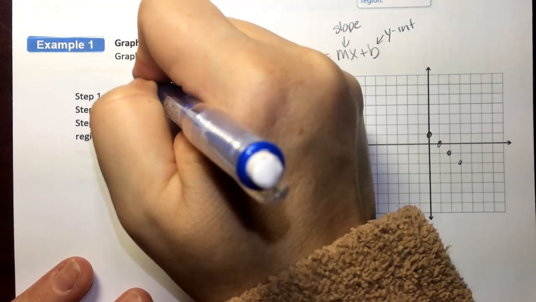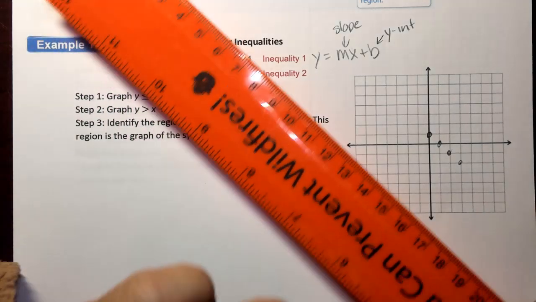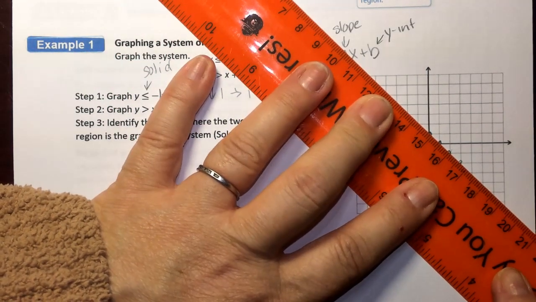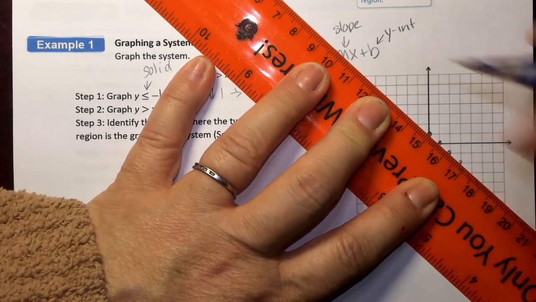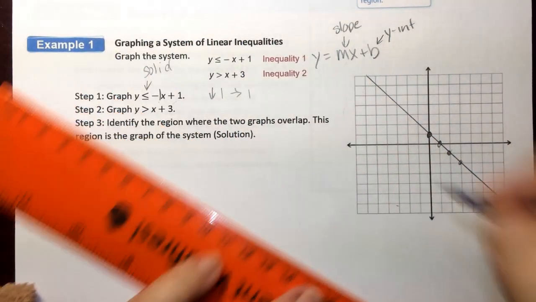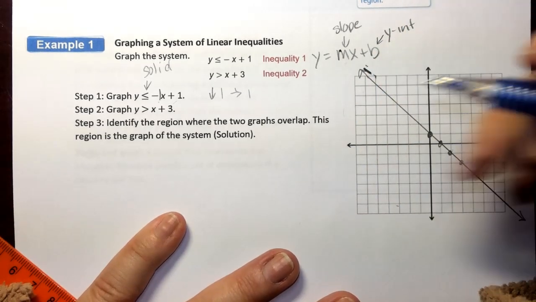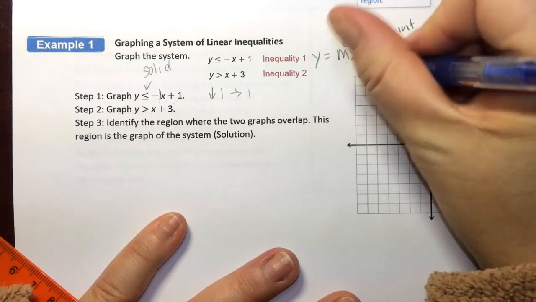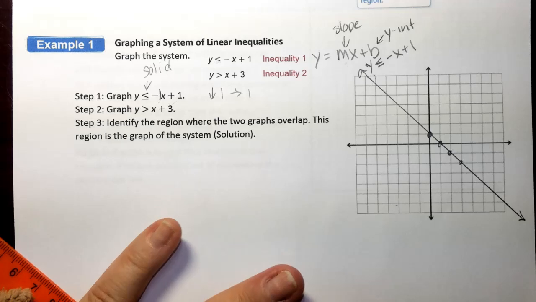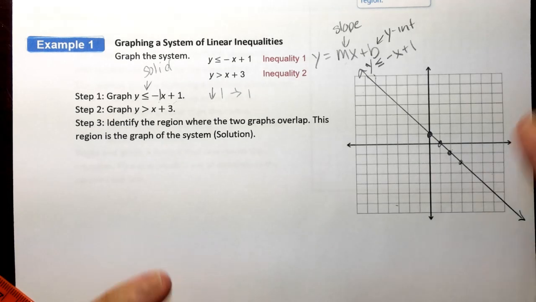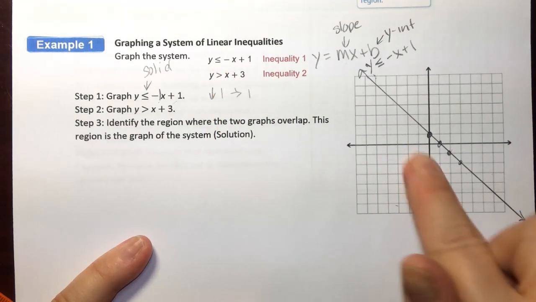Now, remember, because this is or equal to, that means our graph is going to be solid. So we are going to have a solid line going through the corner of all of the boxes. So do the best that you can. Mine aren't always pretty. This is the equation, y is less than or equal to negative x plus 1. So we need to know which side to shade. Because it says y is less than or equal to, that means that I should shade this.